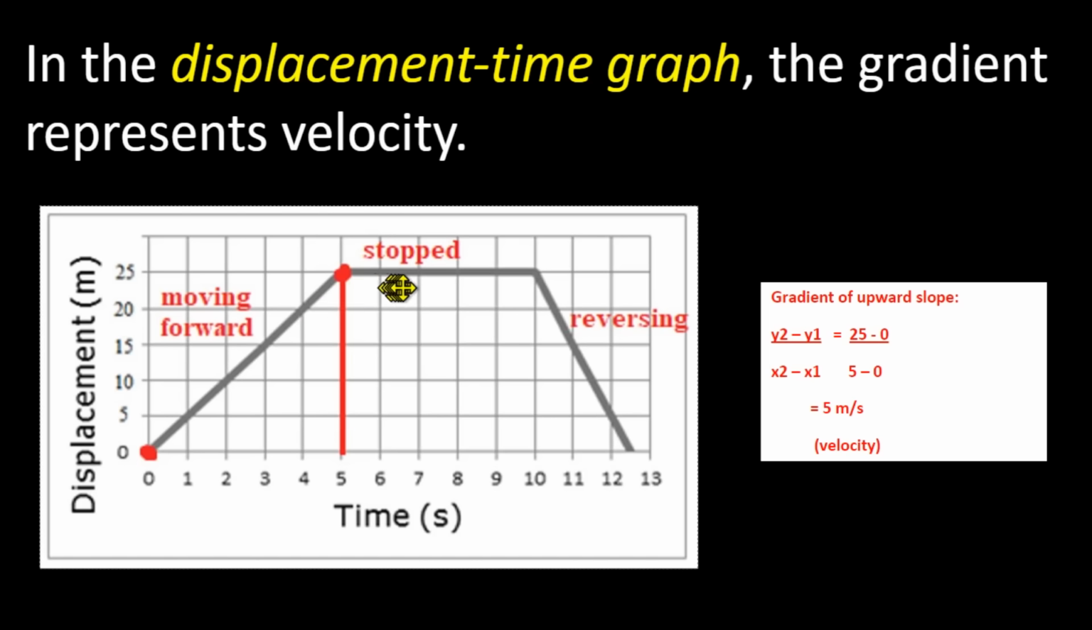A straight line indicates that the displacement has not changed, which means that the object has stopped. A downward line means that the object is returning to its original position or it is reversing.